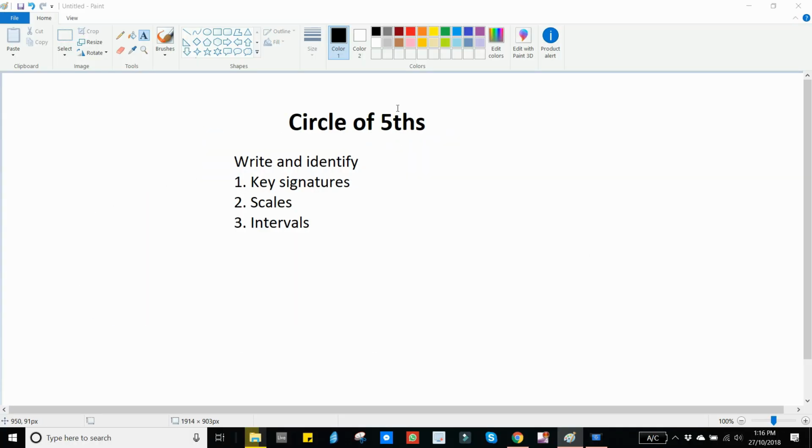Today we're learning the circle of fifths, a very important thing that's going to help you write and identify key signatures, scales and intervals, a huge chunk of your music theory exam. So, the circle of fifths.